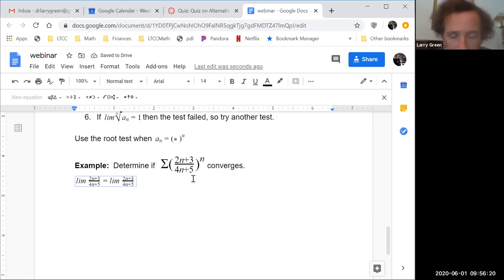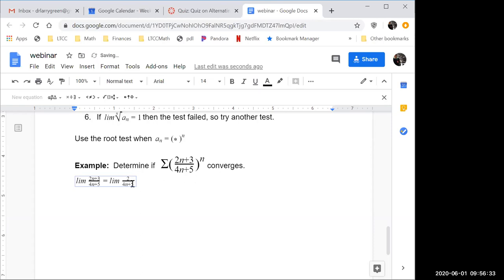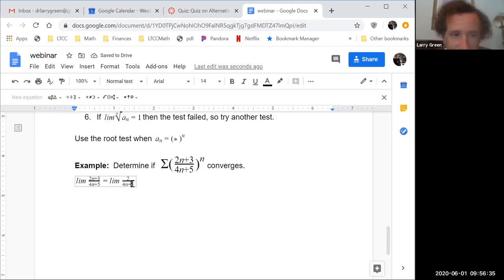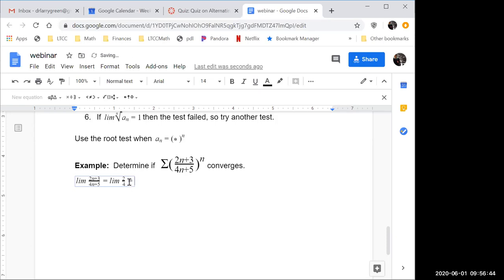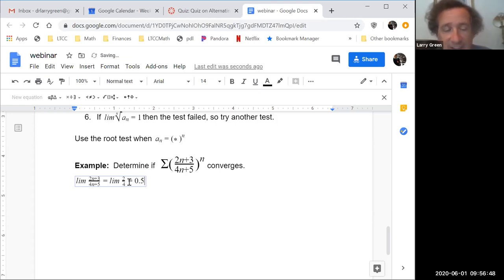And what's the derivative of 2n plus 3? 2. And the derivative of 4n plus 5? 4. And all of a sudden the limit is really easy. What is our limit? 2/4 or 1/2. Yeah, 0.5, just because it's easier to type.